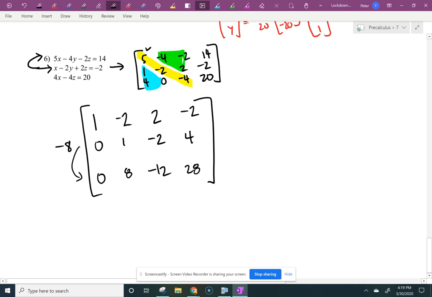So notice when you multiply by 0, it doesn't matter. Add 0, it doesn't matter. So that's why you want these zeros, right? Now I'm going to have -8 plus 8 is going to get me a 0 here.